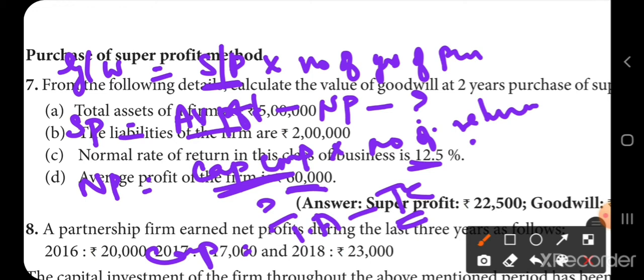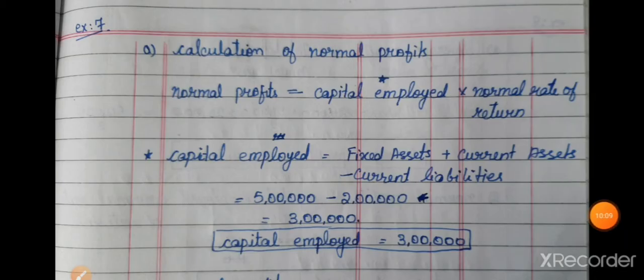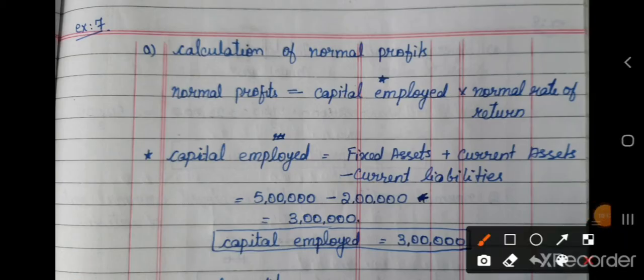Okay, next when you work out the problem, first you will calculate the capital employed. From that you will calculate the normal profit. From that you will calculate the super profit. From that you will calculate the goodwill. Okay. First you are calculating the capital employed. You get 3 lakhs.